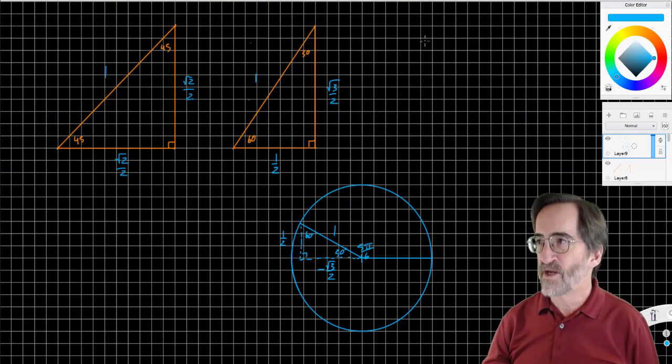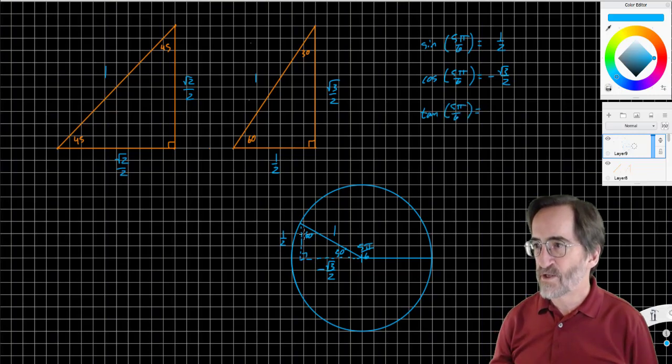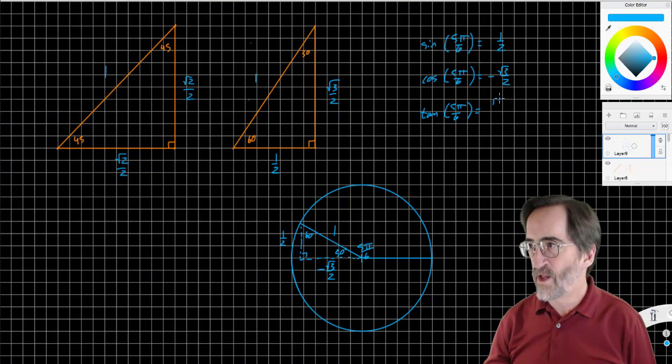So I can safely say that sine of 5π over 6 equals 1/2. Cosine of 5π over 6 equals negative √3 over 2. Tangent of 5π over 6 equals opposite over adjacent. That's 1/2 divided by negative √3 over 2. The 2's cancel. We get negative 1 over √3. Rationalize the denominator, and we get negative √3 over 3.